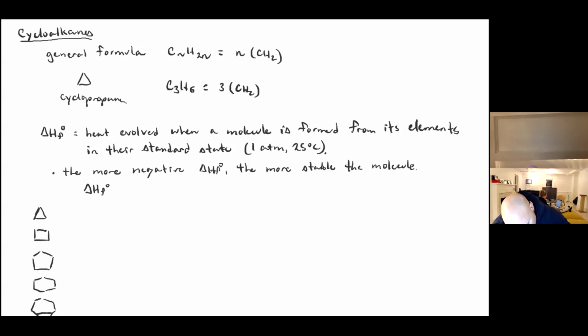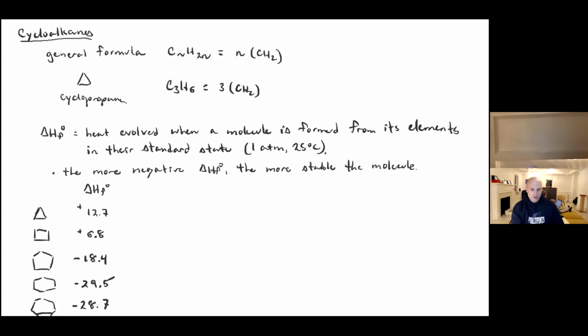So cyclopropane is plus 12.7 and cyclobutane is plus 6.8. Okay, so in other words, those molecules are less stable than their elements in their standard state. I need to put heat in to actually make those. Okay. For cyclopentane, the heat of formation is minus 18.4. Cyclohexane is minus 29.5. And cycloheptane is minus 28.7.